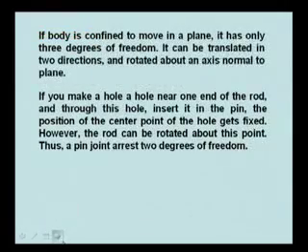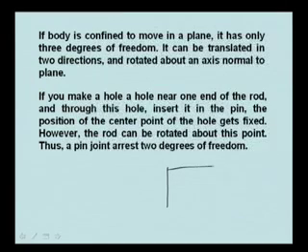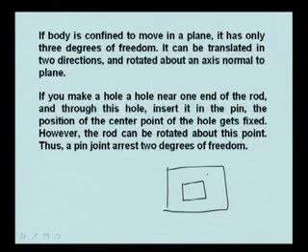If a body is confined to move in a plane, it has only 3 degrees of freedom. Like on a blackboard, if I say I am moving my duster, but it should be only on the blackboard, then naturally it is a motion in a plane. But the duster can be moved along either the x direction or the y direction, or it can be rotated in the plane itself. So, therefore, it has 3 degrees of freedom. The other 3 degrees of freedom you have removed because you confined it to move in a plane.